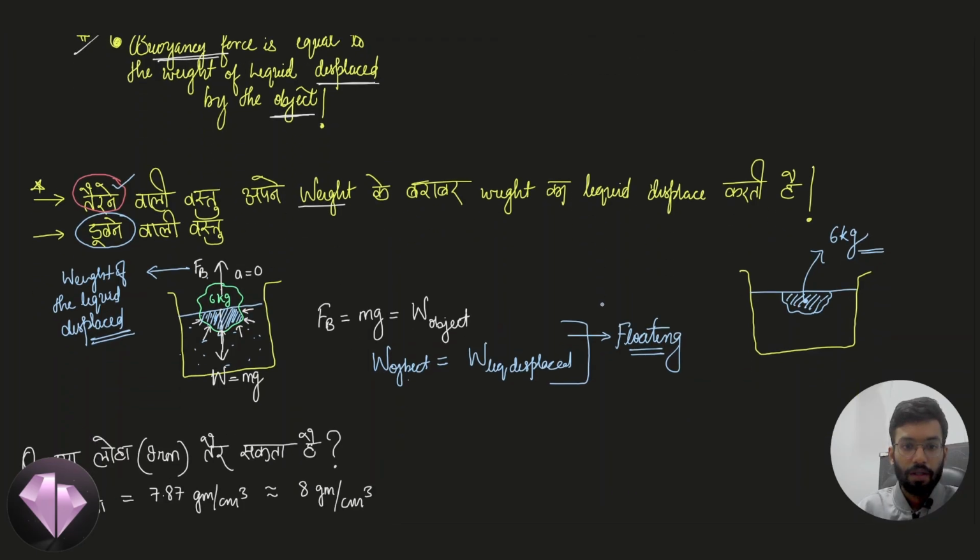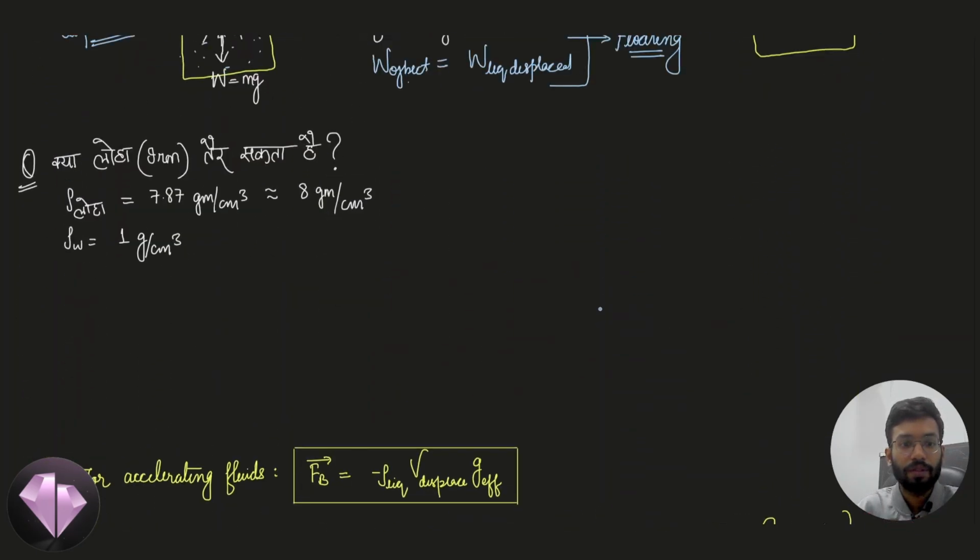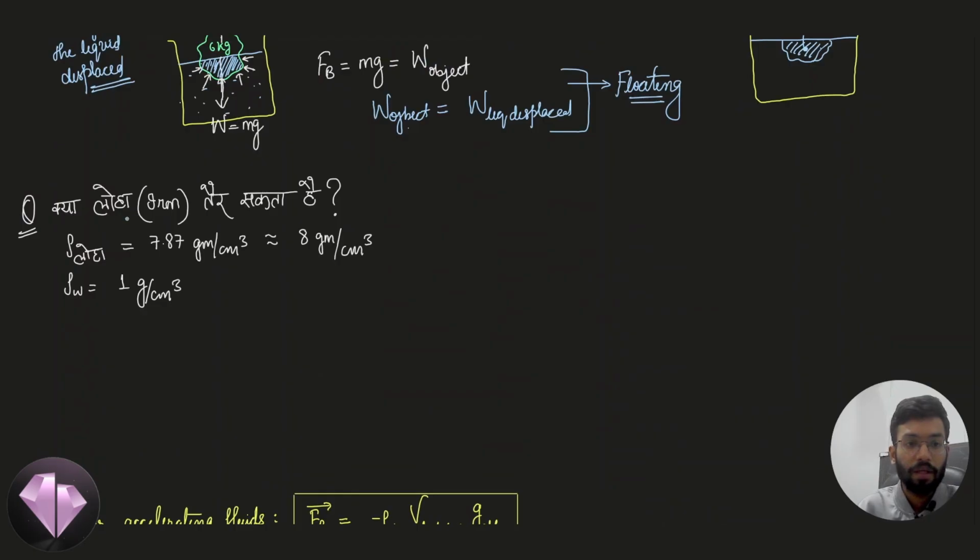करेक्ट? नाउ देन द क्वेश्चन, अ वेरी इंटरेस्टिंग क्वेश्चन, क्या लोहा तैर सकता है? Can iron float? Okay, so let's try to answer this question. It is given to us that the density of iron is 7.87. So I'm just approximating it to be 8 gram per centimeter cube. So density of the iron is given to me and density of the water is given to me.